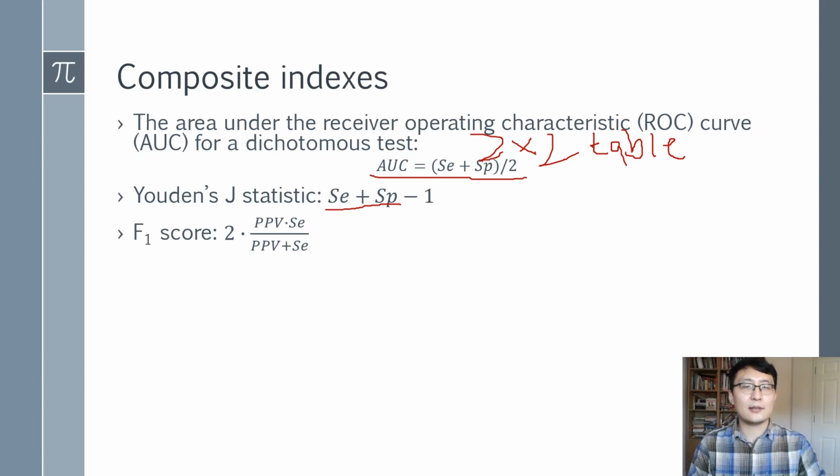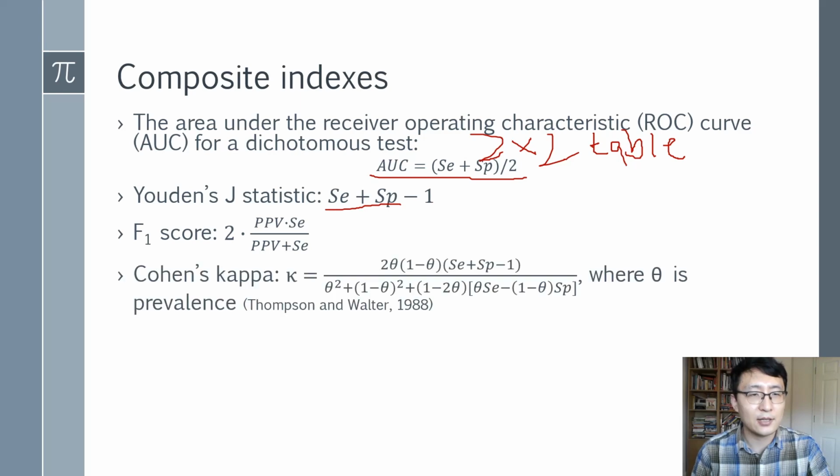Another related index is the F1 score. This is calculated as 2 times PPV times sensitivity divided by PPV plus sensitivity. This is a useful score. I think it's quite often used in the machine learning literature, but not in general. I haven't seen much of this used in the general statistics literature, but certainly it has some usage in machine learning literature.